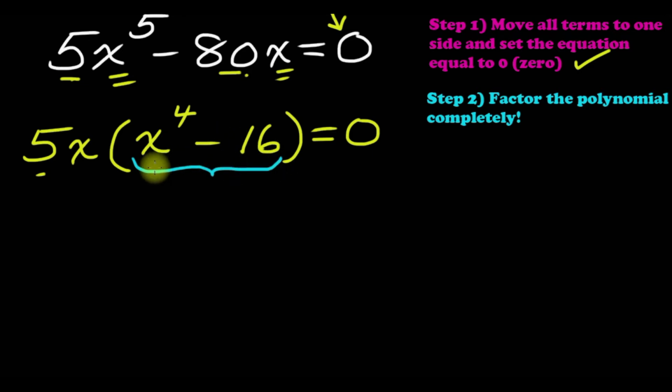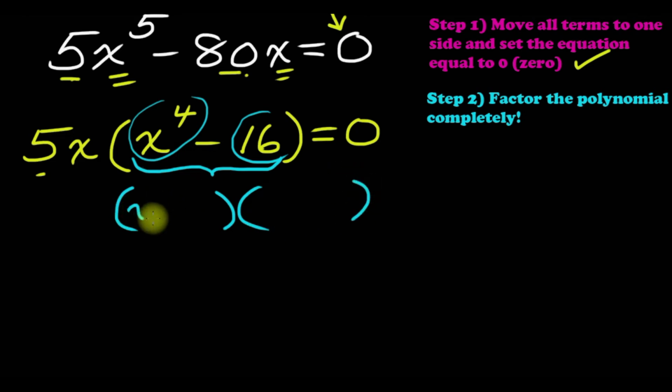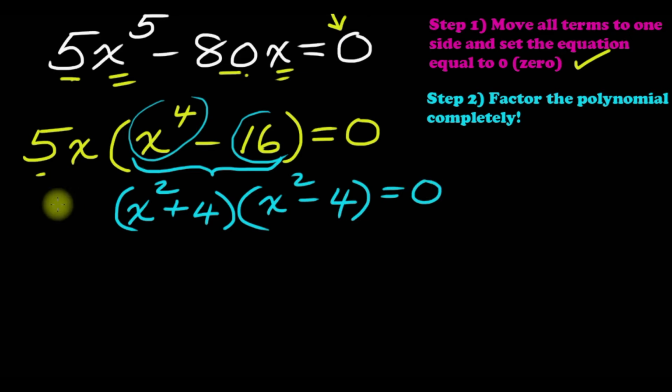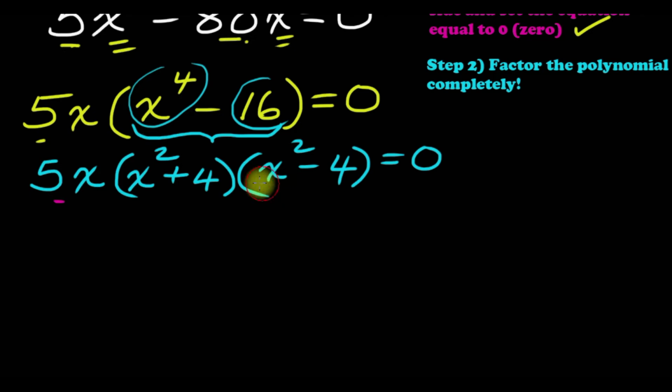So this is a difference of two perfect squares. Because x to the 4th is a perfect square, and 16 is also a perfect square. You can factor x to the 4th minus 16 into x squared plus 4, x squared take away 4, and then equals 0. And here, don't forget to bring down the 5x. And then down here, we have x squared take away 4. It's another difference of two perfect squares. So we're going to have to factor that.